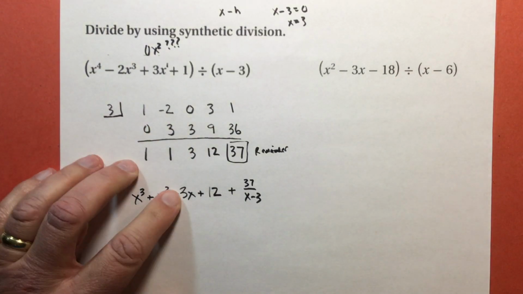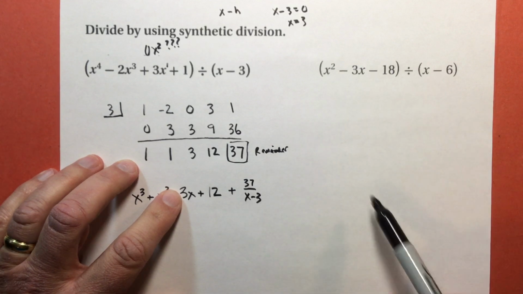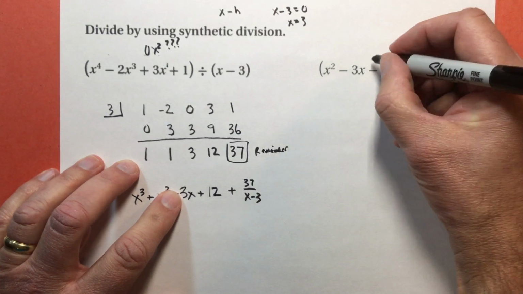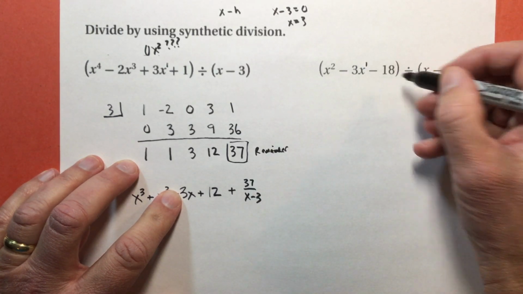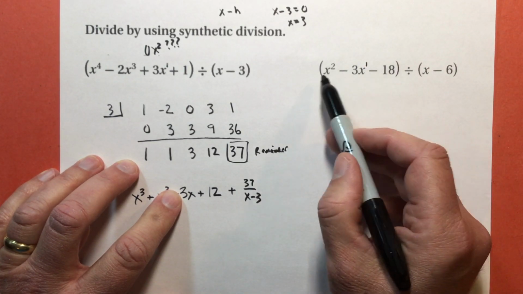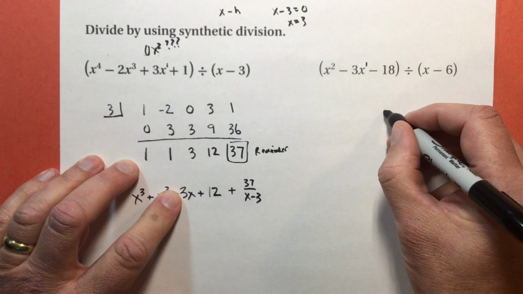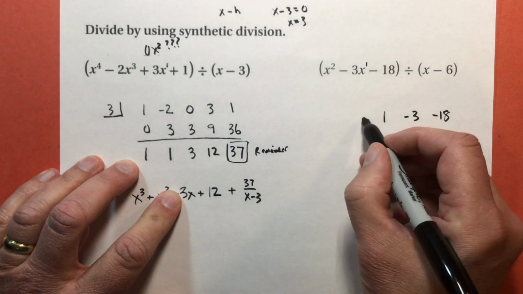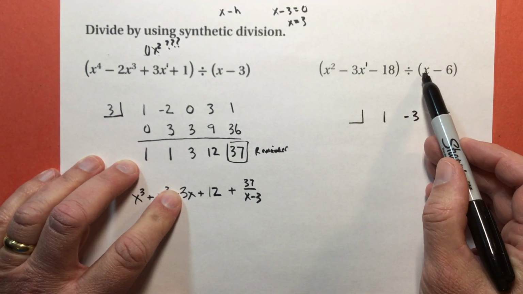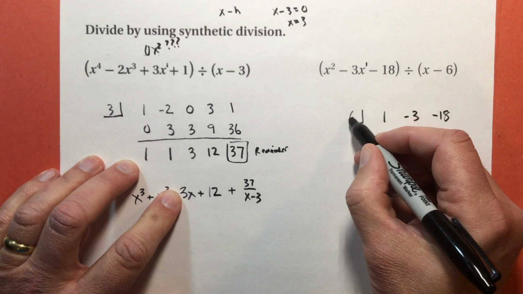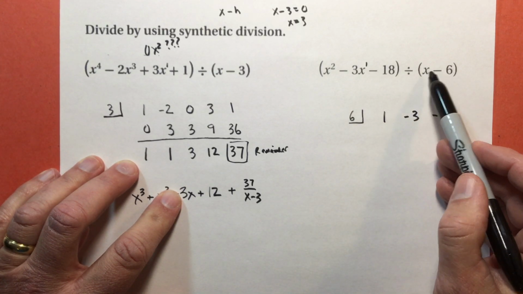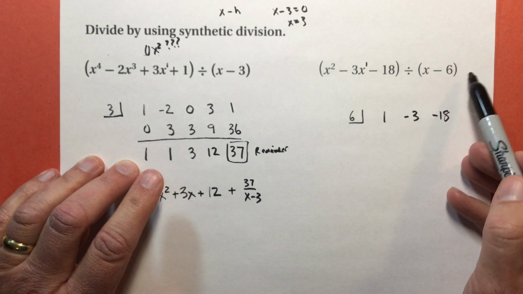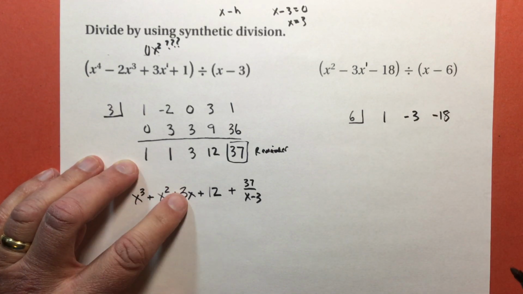I'm going to get to work on this one. This one's a little less work. I have x to the 2nd, negative 3x to the 1st. I'll put my exponent in there. And I've got negative 18. This is in standard form, and I'm not missing any terms. So I'm going to write 1, negative 3, negative 18. From the x subtract 6, I'm going to take out the 6. Again, this is x subtract h, so my h is 6. Or you can think if x subtract 6 equals 0, x equals 6. Both of those are valid.